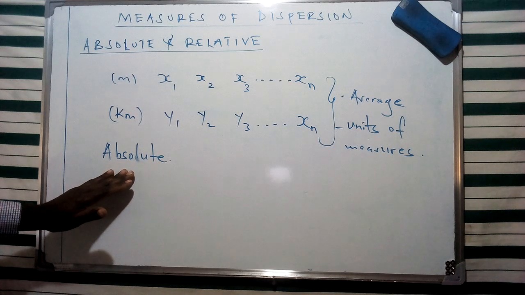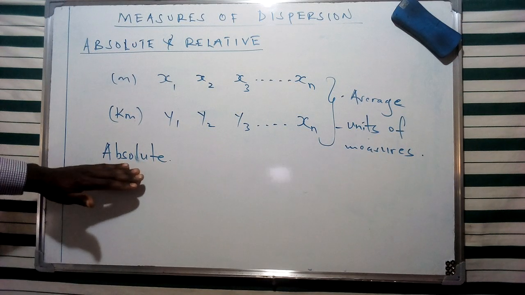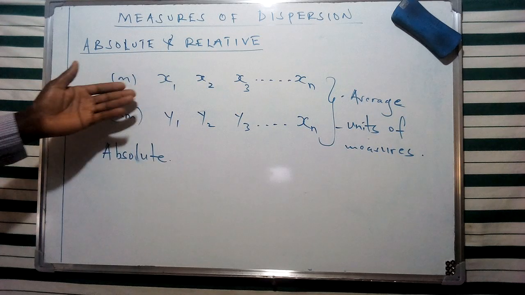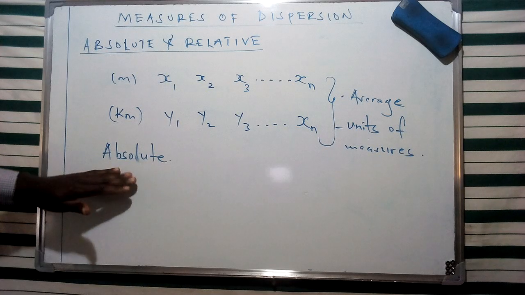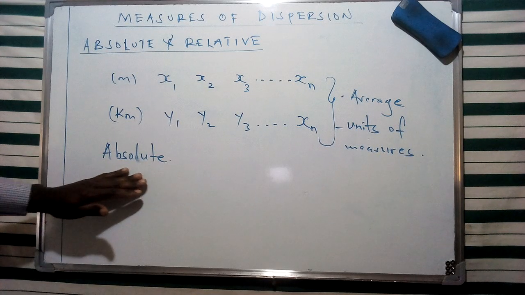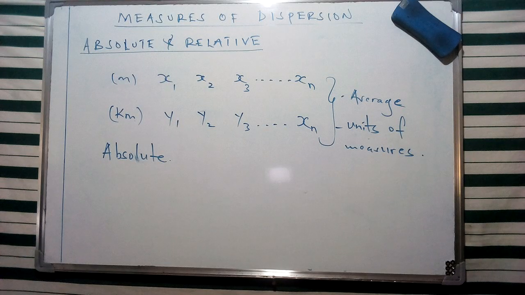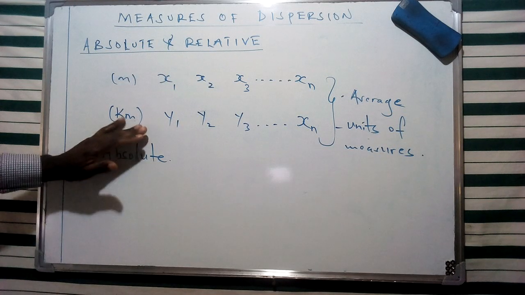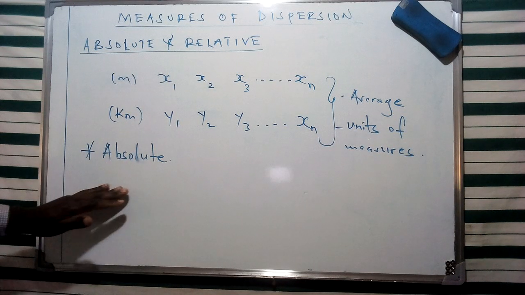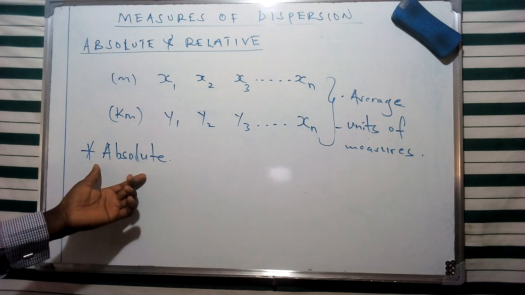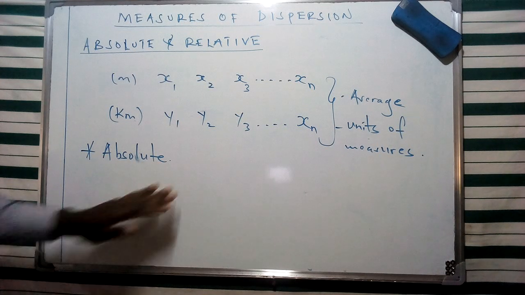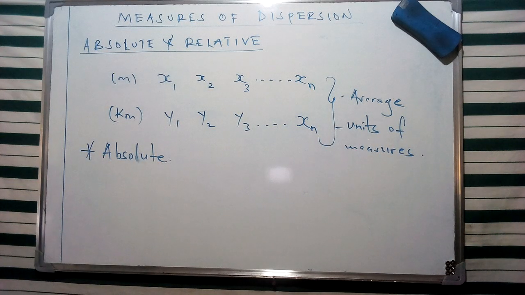So therefore, the measure of dispersion which has been expressed perhaps in meters or kilometers of this specific dispersion is going to be referred to as the absolute measure. And this is going to create a contrast with the second one, the relative measures of dispersion, which are going to constitute ratios or percentages of this absolute dispersion to some of the measures of central tendency, which we're going to see later.